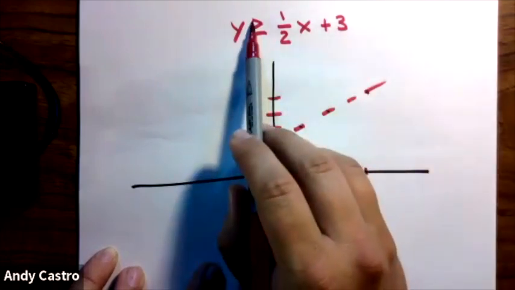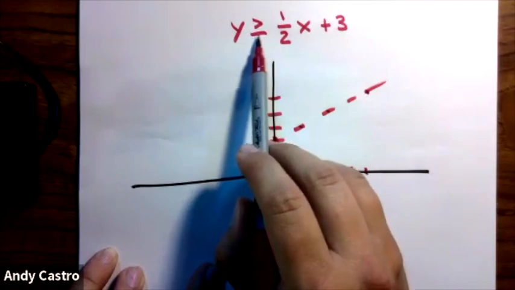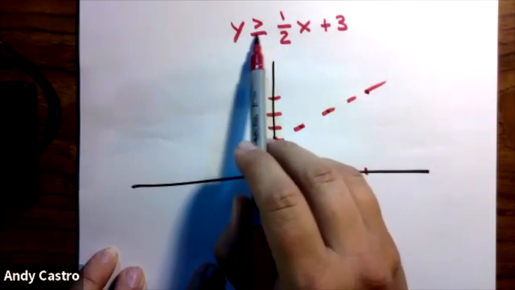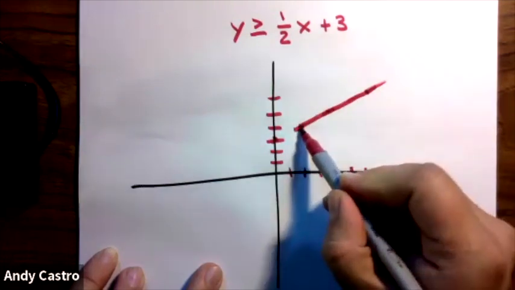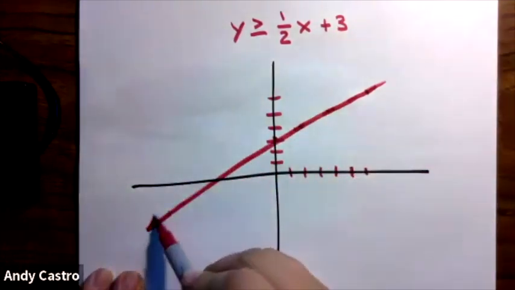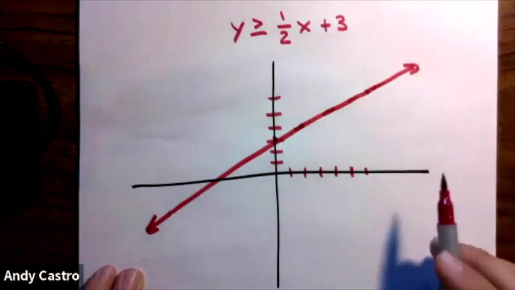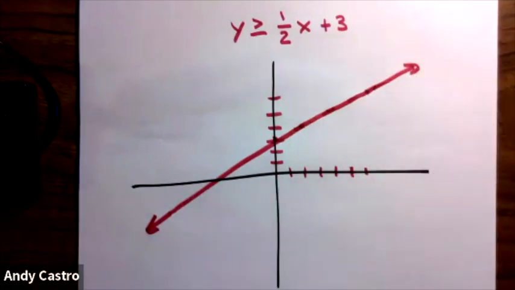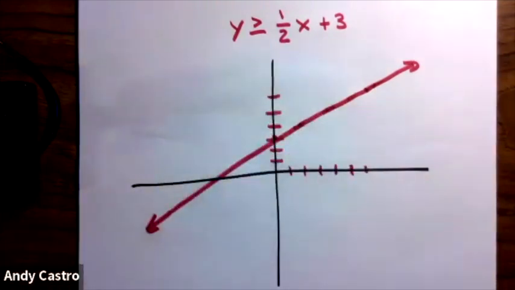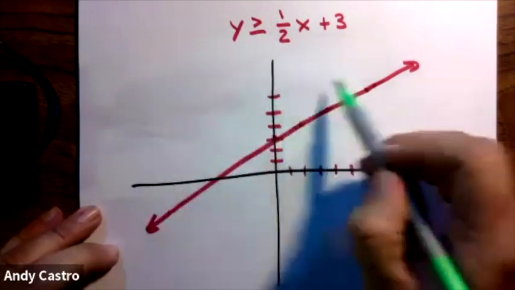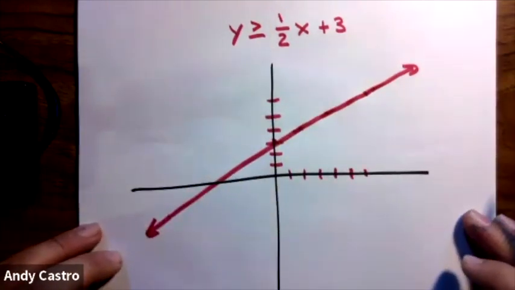No, because even though it says greater than, it also has this equal to sign, meaning that it can also be on the line. So it'll actually be a solid line. Now all we have to figure out is, are we shading below the line or above the line? When you see that greater than, your first instinct is above the line, but always double check.